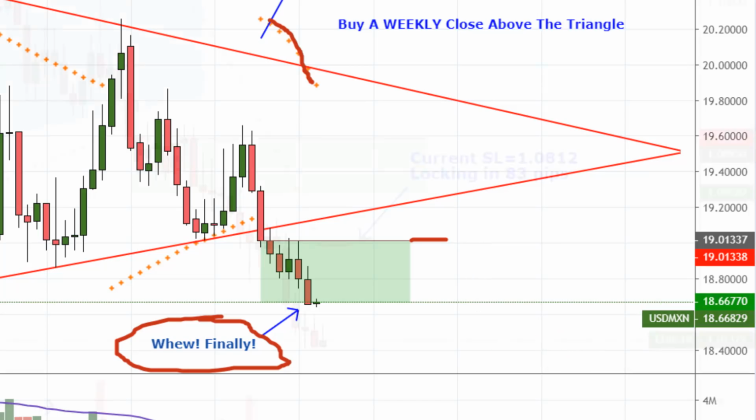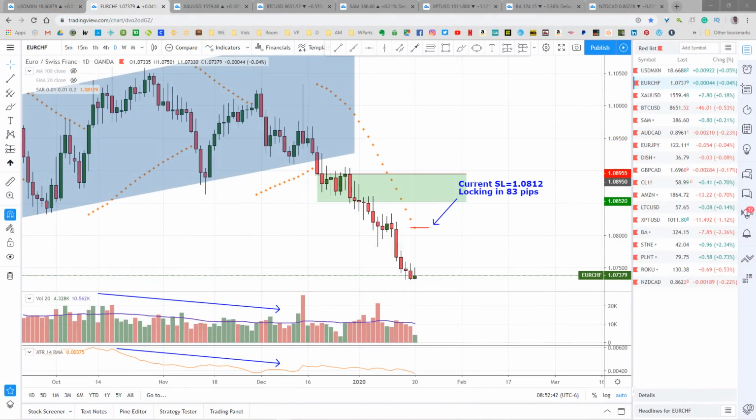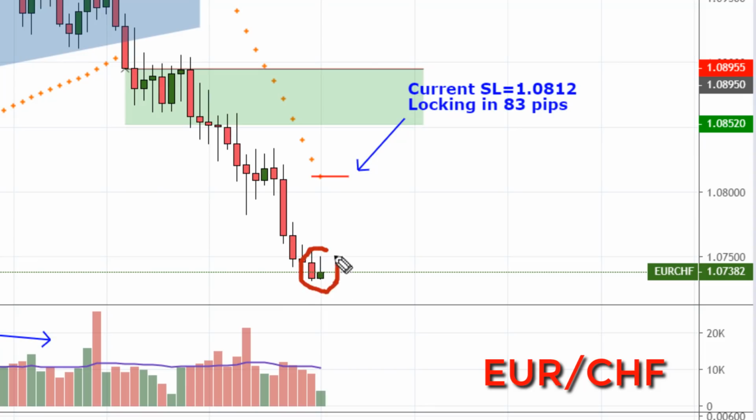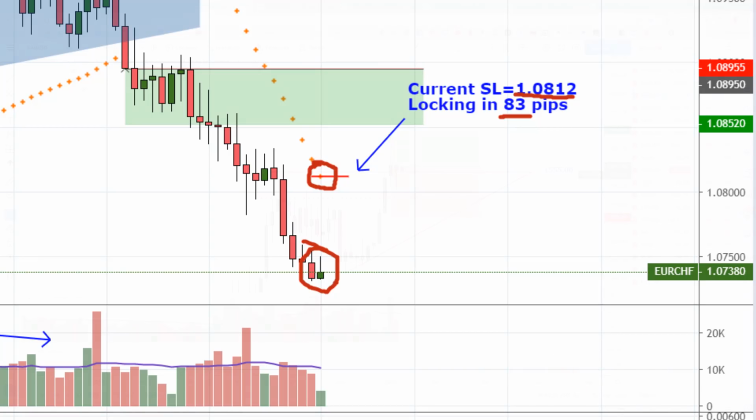on the Euro Swissy. And speaking of the Euro Swissy, it's still looking really good, pushing down hard. My current stop is at 108.12 to lock in 83 pips right here on this current PSAR point. The PSAR makes following the stop a lot less subjective than my prior method. I hope you guys find this easier.